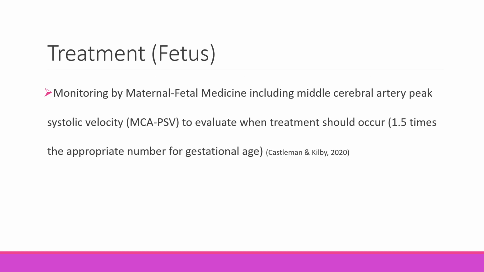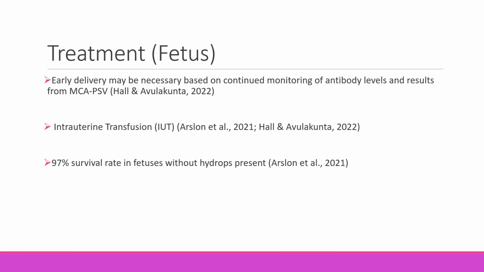Treatment for the fetus is monitoring by maternal fetal medicine, which will include middle cerebral artery peak systolic velocity testing to evaluate when treatment should occur. And they say that treatment should occur once you reach 1.5 times the appropriate number for gestational age. So they go based off of gestational age, will give you a number, and then once your number from testing reaches 1.5 times that, then we need to do something to actually treat the condition instead of just monitoring it.